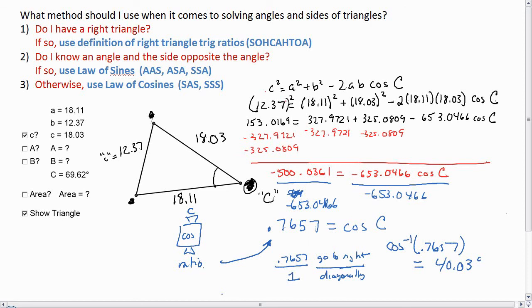So recap. Ask yourself, here's my triangle. Do I have a right triangle? If I do, great. SOHCAHTOA is the way to go. If not, do I have an angle and a side opposite that angle? If I have that, then go ahead and use the law of sines. If you don't have any of those situations, you're down to the law of cosines. But even then, you can solve your triangles. And that concludes how to go about solving angles and sides of triangles.